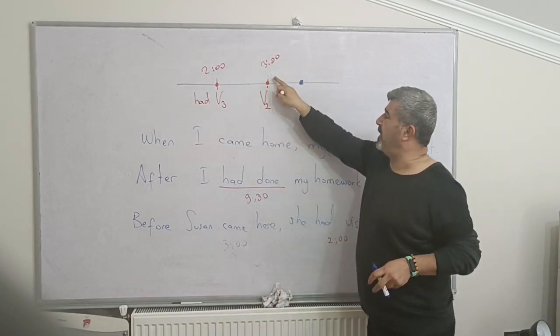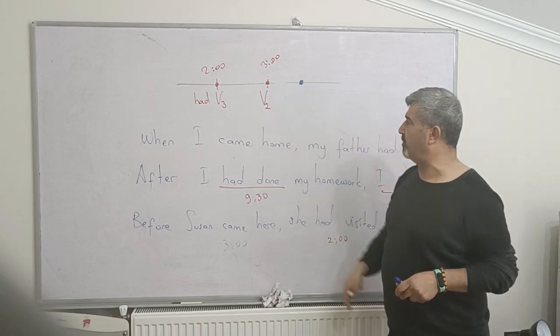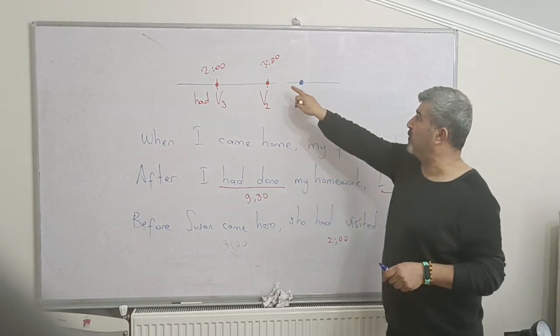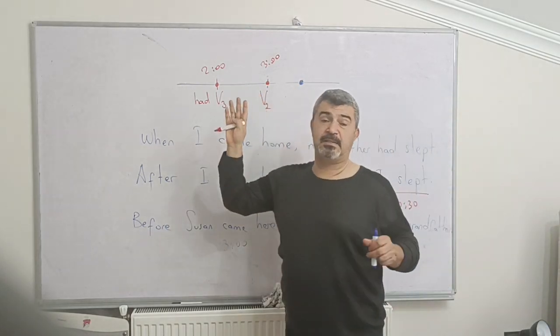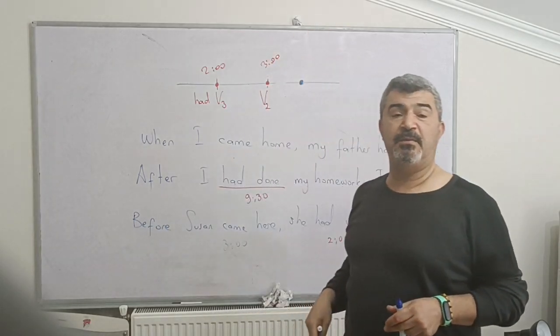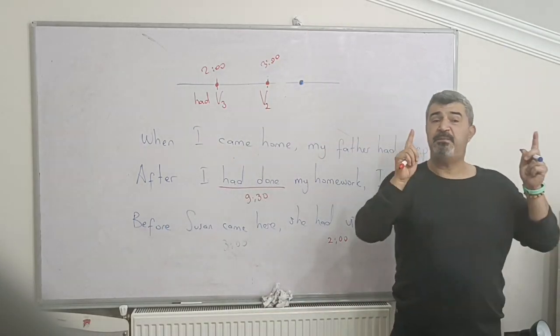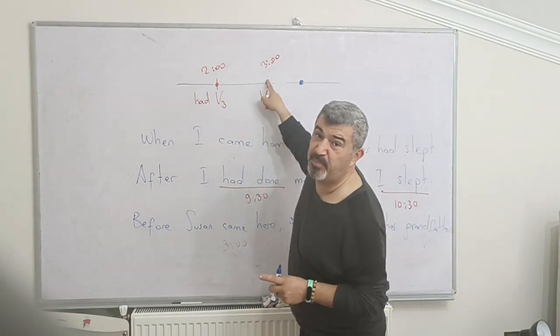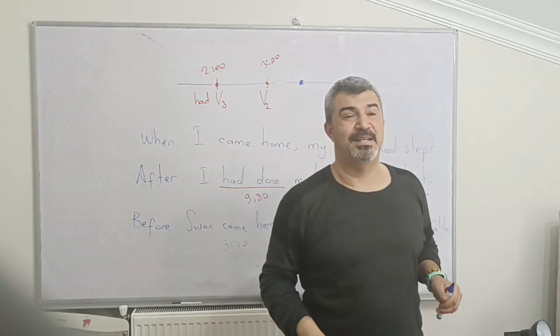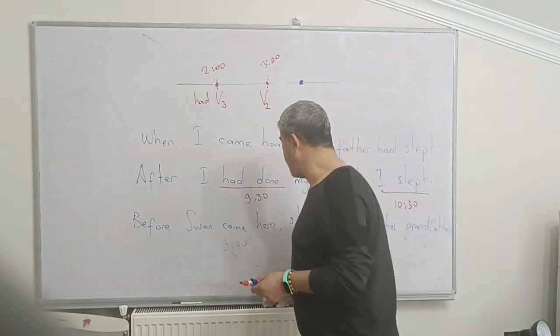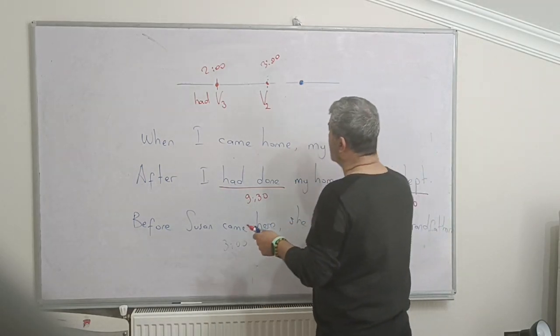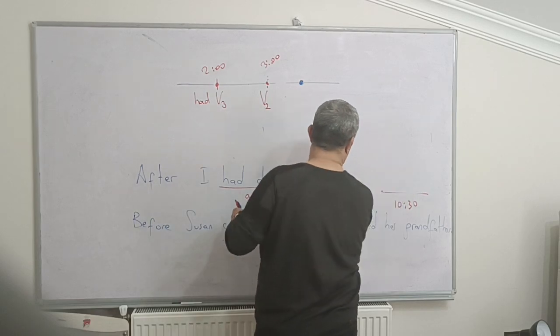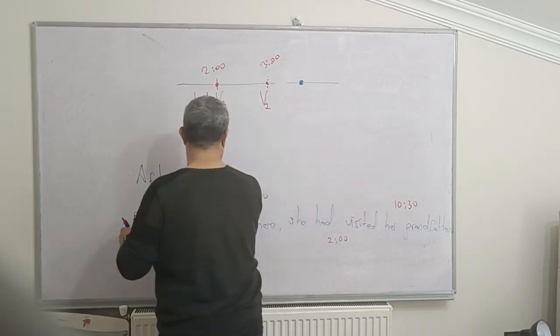So if the time is nearer to present time, we use simple past, and if the time is far from the present time, we use past perfect tense. If an action happens before another past action, we use past perfect tense with it. Okay? Now I finished past perfect. Let me tell you what is past perfect continuous tense.